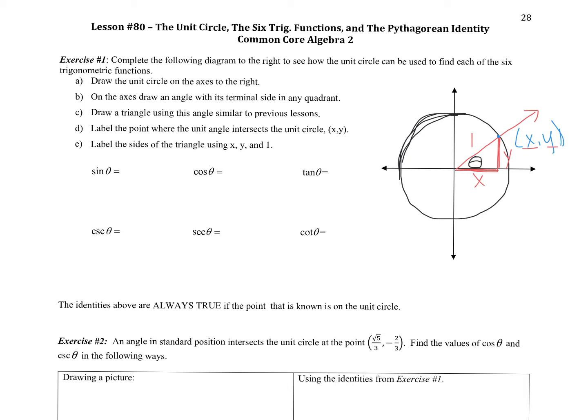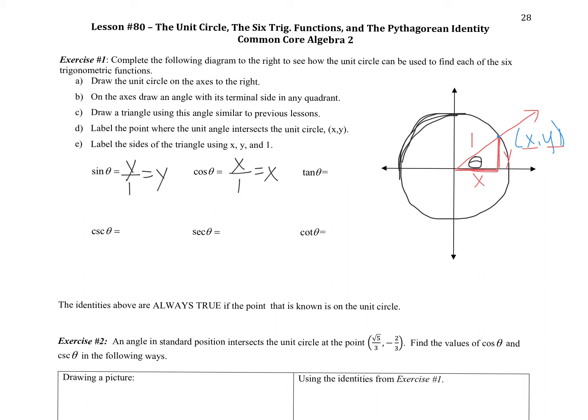So we already know this, we've done it on the unit circle. When we use this picture, we can see that the sine of the angle is equal to y over 1, which is the y value on the unit circle. The cosine of the angle we know is x over 1, which is the x value on the unit circle. And then tangent we know is y over x.